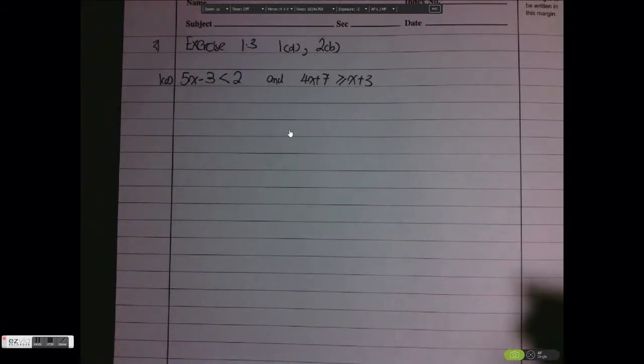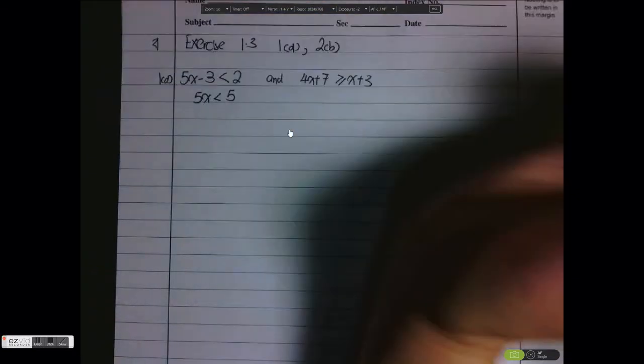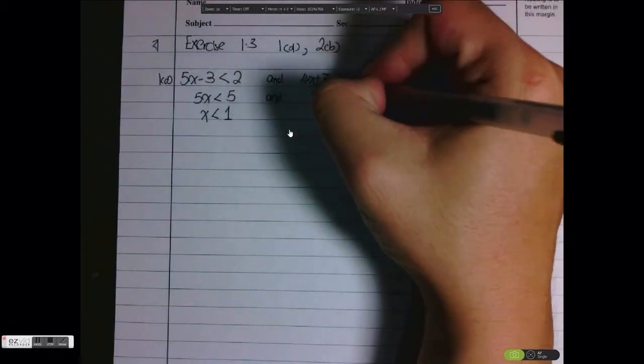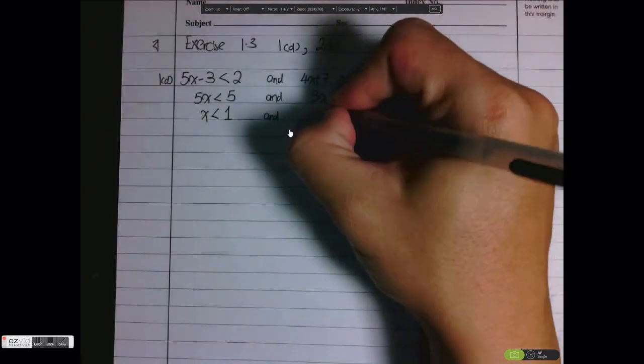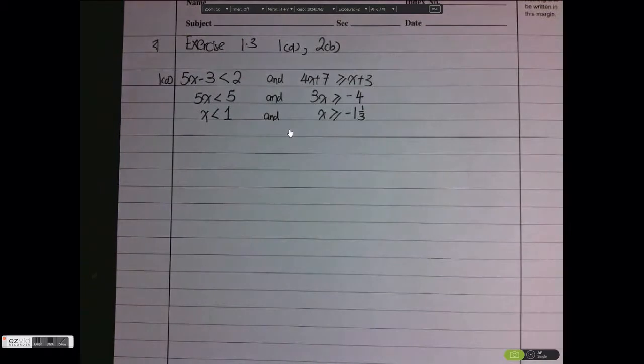So now I shall solve the one on the left hand side. You will get 5x is lesser than 5. Dividing both sides by 5, x is less than 1. Similarly, we solve the one on the right. 3x is greater than or equals to negative 4. Dividing both sides by 3, x is greater than or equals to negative 1 and 1/3. So now we actually have two inequalities there.